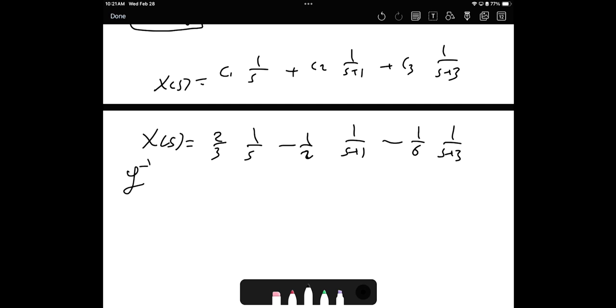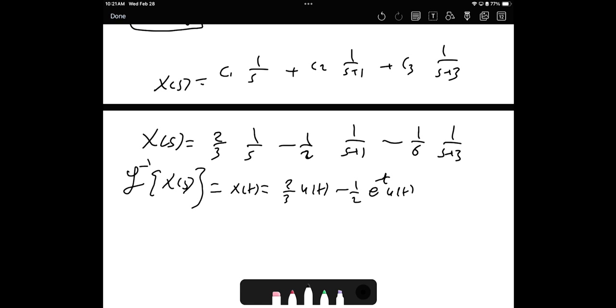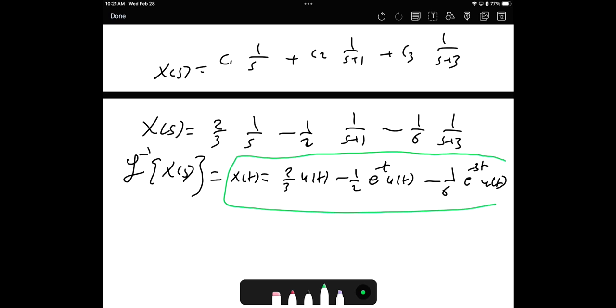So the Laplace inverse of X of s, which is going to be x of t, is going to be the constant 2 over 3, 1 over s, which is u of t. Then minus 1 half, 1 over s plus 1, e to the power negative t, u of t. Minus 1 over 6, 1 over s plus 3, e to the power negative 3t, u of t. Using the property, I'm done. This is my final answer. That's how I did Laplace inverse. So you see here, using partial fraction expansion makes life easier. I can use this table instead of doing the integral, which would be too complicated. Okay?